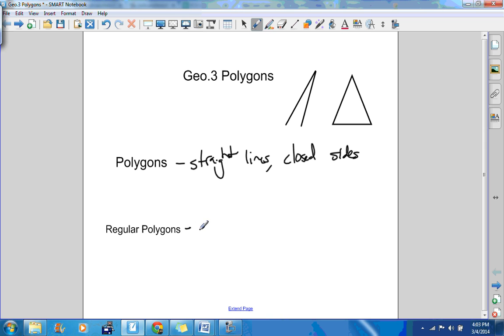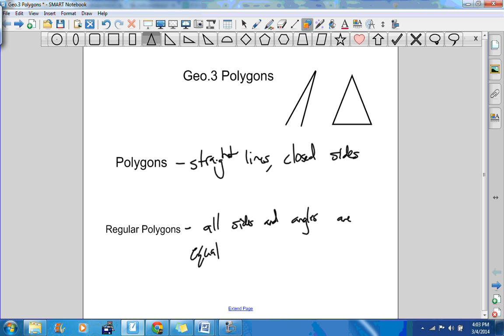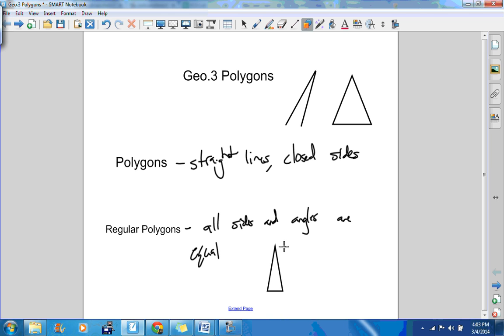A regular polygon is one where all sides and angles are equal. So in an example of a triangle, this would be an equilateral or a regular triangle, whereas this would not be because the sides are not all equal to each other. Okay, so let's start looking at some examples here.